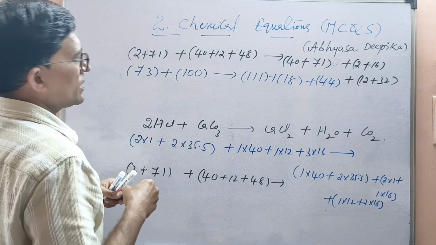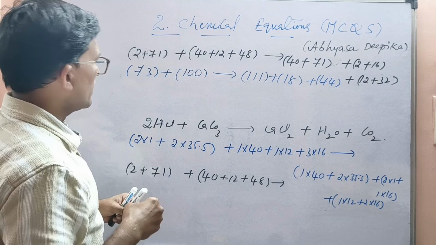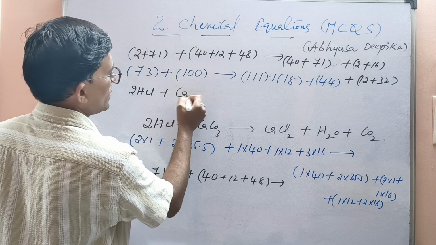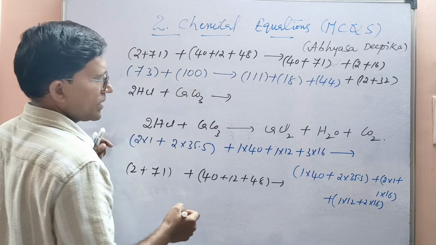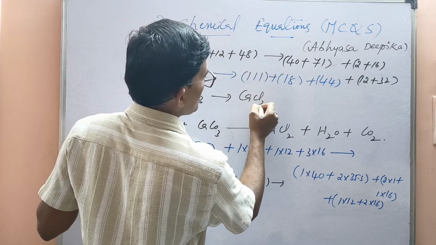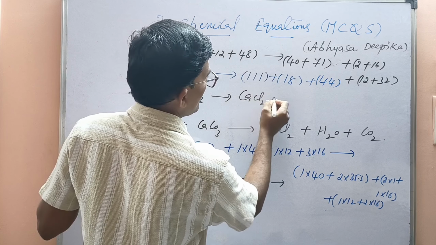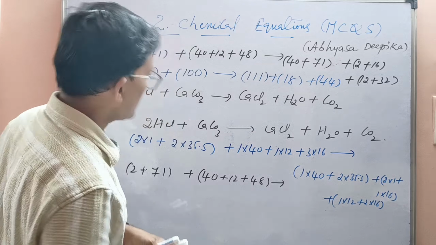To make you understand more clearly, I will write this equation again here now. That is 2HCl. This 73 is for 2 molecules of HCl, plus 100 is for calcium carbonate, CaCO3, gives rise to CaCl2 plus H2O and CO2. So please concentrate, otherwise you cannot understand anything.